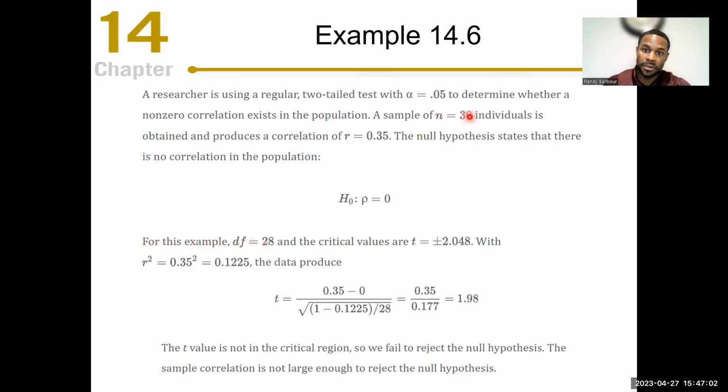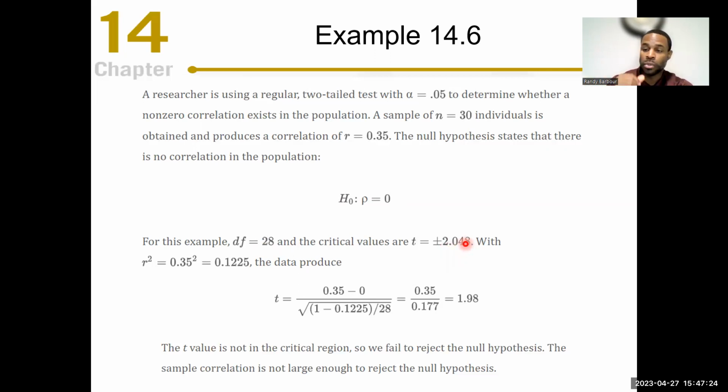So we have n equals 30. So again, when we talked about the degrees of freedom, that's n minus 2. So again, my degrees of freedom was 28 here. All right. So I'm using the 28. I go find that on the t distribution. Okay. In your handout, you find your t critical, which is plus or minus 2.048.